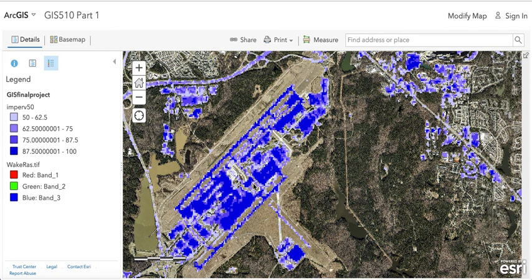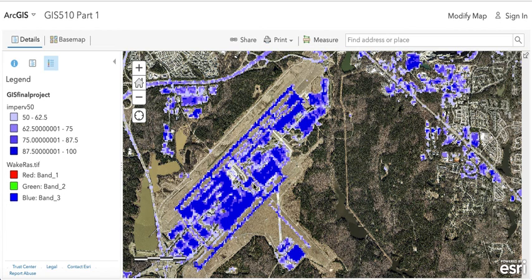And so from that, I was able to calculate the area that is 50% or greater impervious surrounding RDU. And like I said, these are 30 by 30 meter pixels, which is 900 square meters.